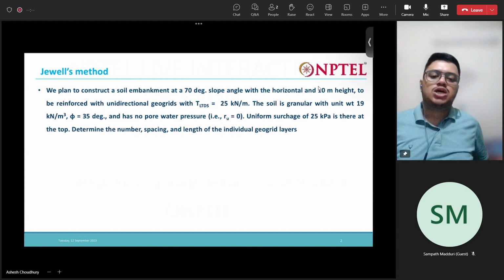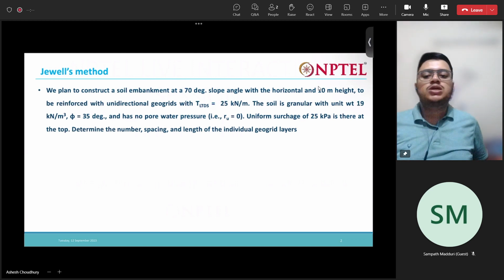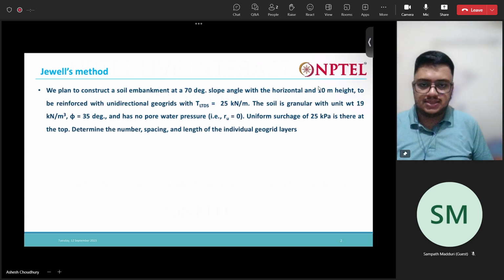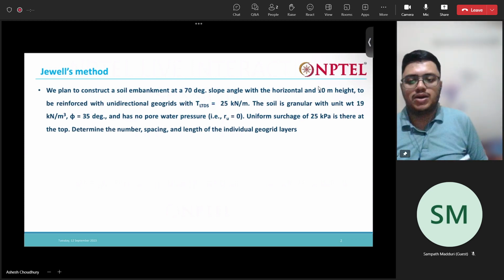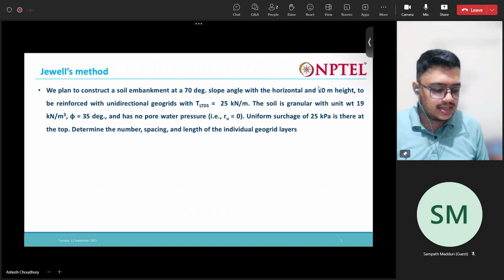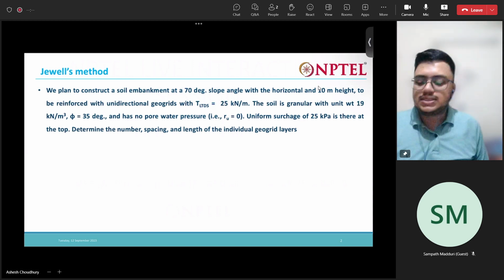A uniform surcharge of 25 kPa is there at the top, and we need to determine the number, spacing, and length of individual geogrid layers. So in short, we have to reinforce and design this embankment. All right, so let us see.